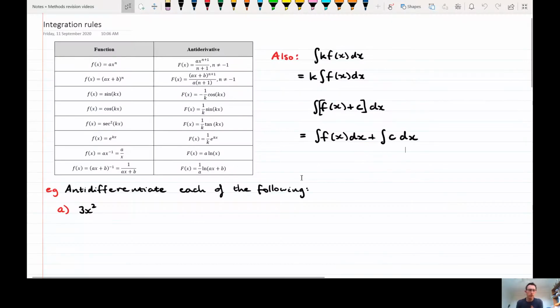Okay guys, so in this video we're going to be looking at integration rules. Now the integration rules are all there on the left hand side of the screen. We should know all of those. Just a couple extra things to remember.